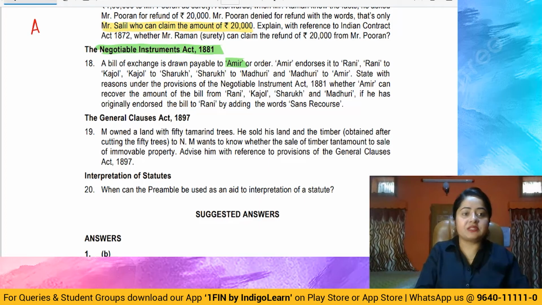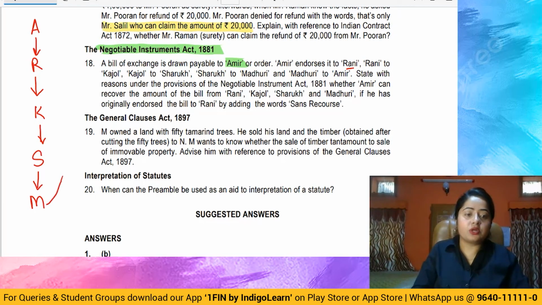So, there's a person, Mr. Amir, right? Mr. Amir endorses it to Rani. Then Rani further endorses it to Kajol. Kajol endorses it to Shahrukh. And Shahrukh endorses it to Madhuri. Now, Madhuri further again endorses it to Mr. Amir. So, what does Madhuri do?